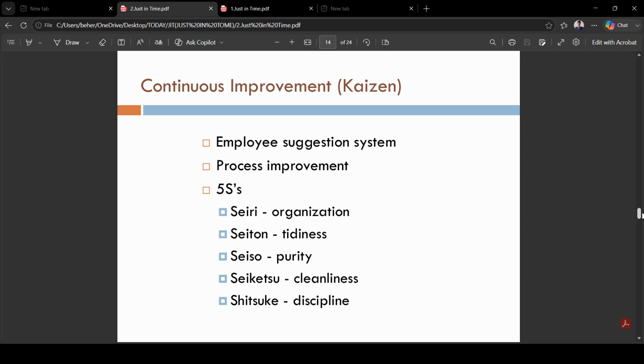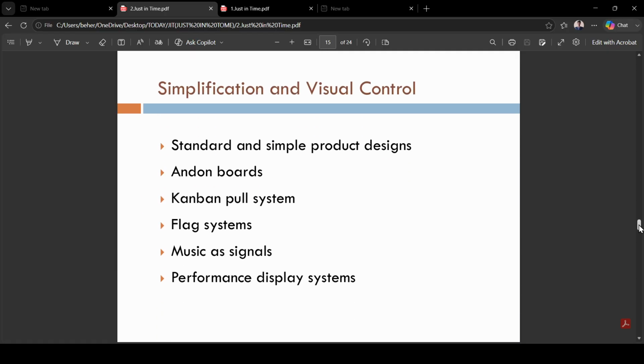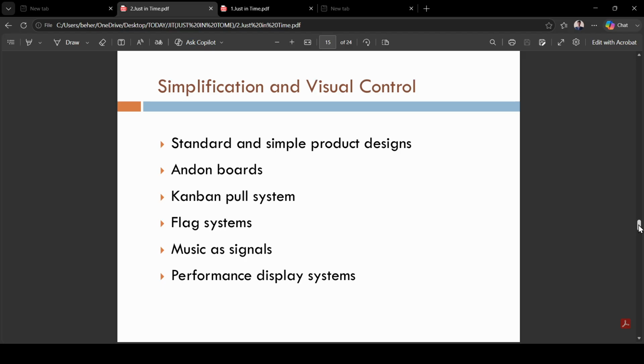Continual improvement: Kaizen, employee suggestion system, process improvement, 5S: sort, set in order, shine, standardize and sustain. Then simplification and visual control: standard and simple product design, Kanban board, Kanban tool system, flag system, music as signal, performance display system.